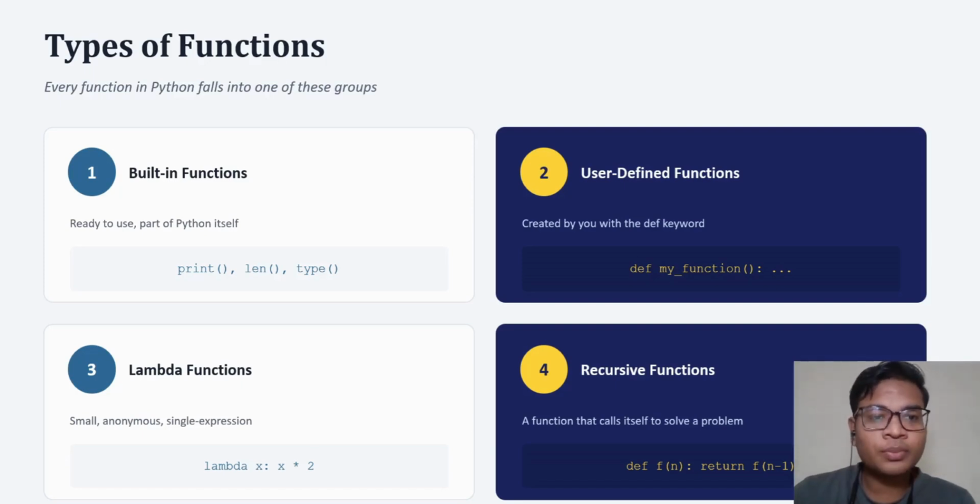So these are also examples of built-in functions. The second one is the user-defined function. So what does it mean?